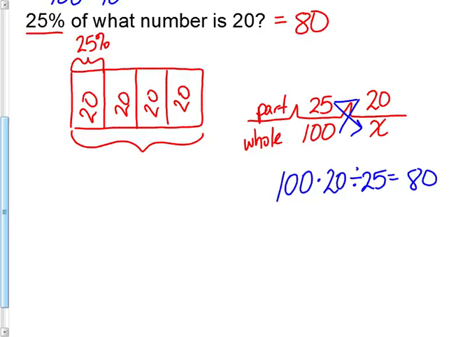So 25% of 80 is 20. And we could go back and check and make sure that that makes sense. If we fill it in, 25% of 80 is 20. If we went back and we worked it out, yeah, that works. All right, let's look at another one.